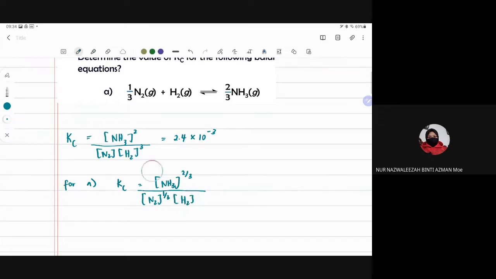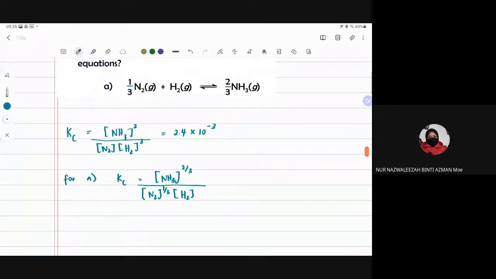So kalau kita tengok hubung kait antara equation Kc yang ini dengan yang ini, hubung kait dia adalah ini semua adalah 1/3 daripada equation yang asal. Jadi, kalau kita buat the whole thing to the power of 1/3, kita akan dapat yang ini. Therefore, kita boleh gunakan konsep indices untuk express ini in terms of this.